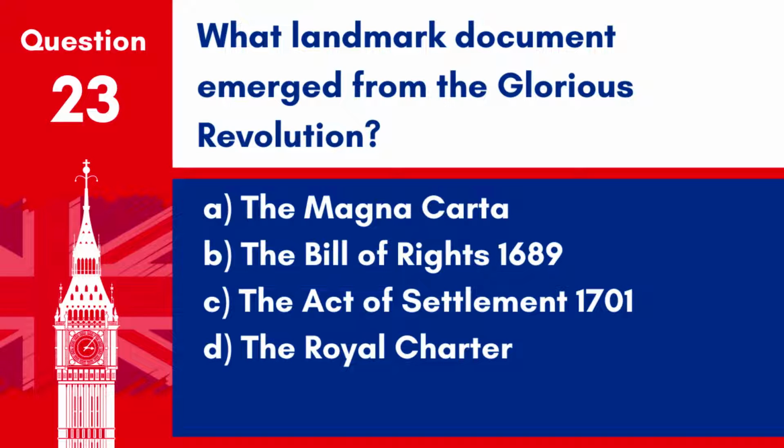Question 23. What landmark document emerged from the Glorious Revolution? A. The Magna Carta. B. The Bill of Rights 1689. C. The Act of Settlement 1701. D. The Royal Charter.